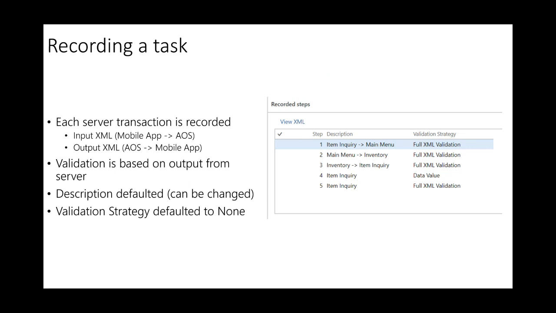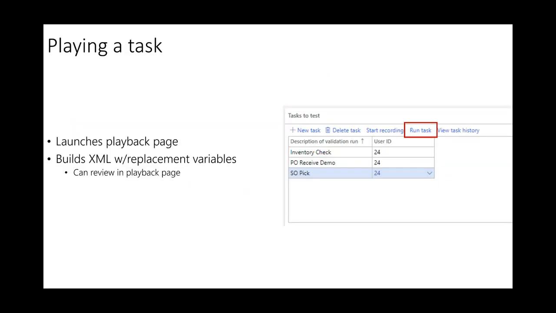We try to give it a meaningful description based on the menu item executed, but I do recommend updating these names to be more meaningful when you are examining the playback steps. The validation strategy also defaults to none. As I mentioned earlier, it's probably a good idea to change this to a data value validation. Clicking the Run Task button will launch a new page that enables playback of the test. This action also performs the variable replacement if possible, and you are able to view the XML that will be sent to the server on this page.